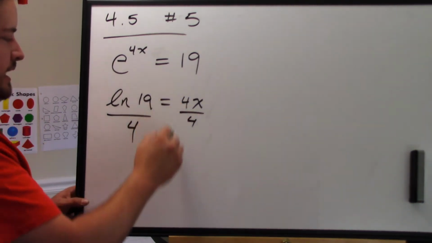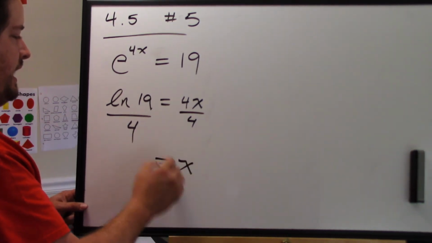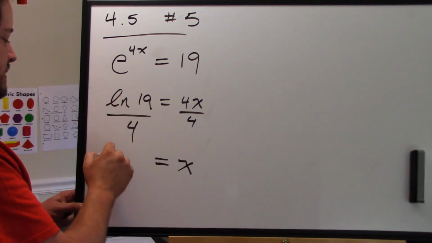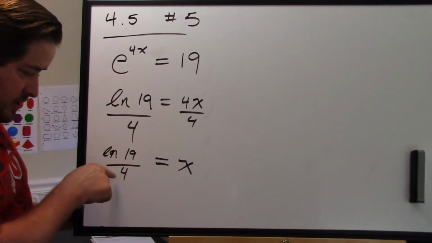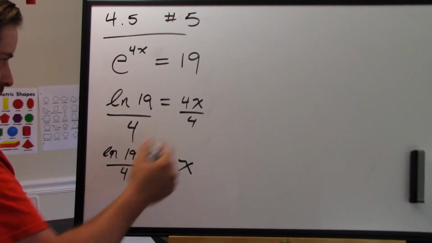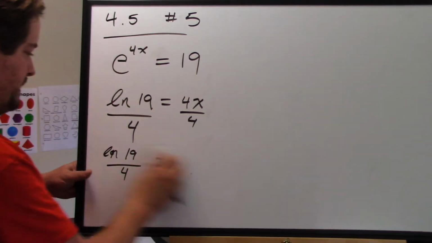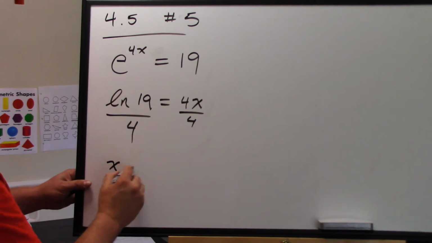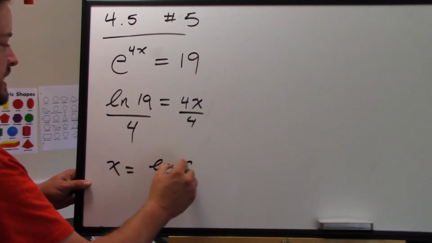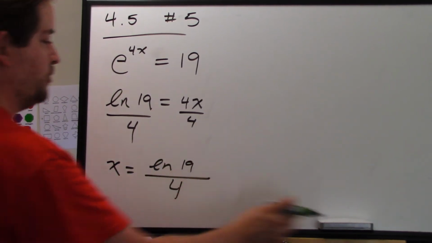And therefore I get x isolated and x is the natural log of 19 divided by 4. Now make sure that you don't take, let me just write this over here. I'm going to rewrite it the other way here, x on the left. This is the natural log of 19, and then that number is divided by 4.